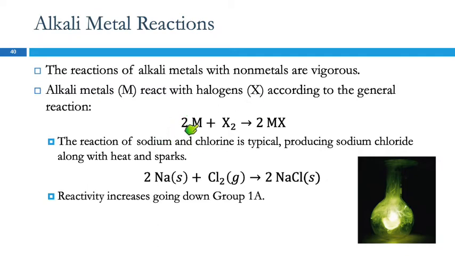So 2 of the alkali metal atoms will react with 1 molecule of the halogen element, and it'll create 2 molecules of a metal halide. We can look at sodium and chlorine as an example. So 2 sodium atoms react with 1 chlorine molecule to make sodium chloride. And this is a picture of what that reaction looks like. There's sparks and flames and lots of heat, right? Very vigorous reaction.